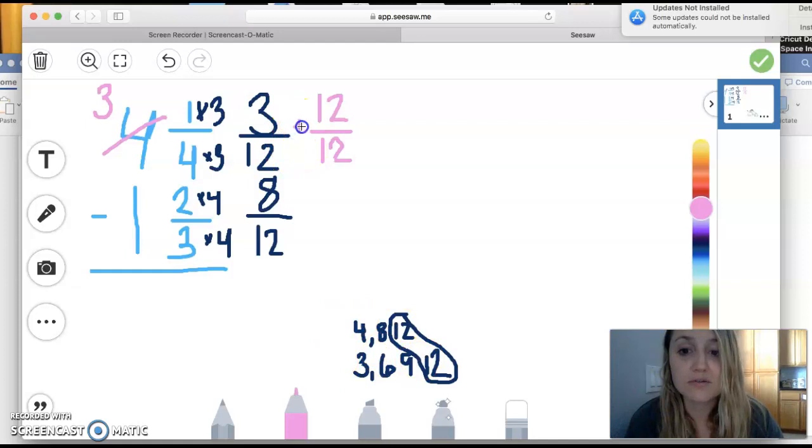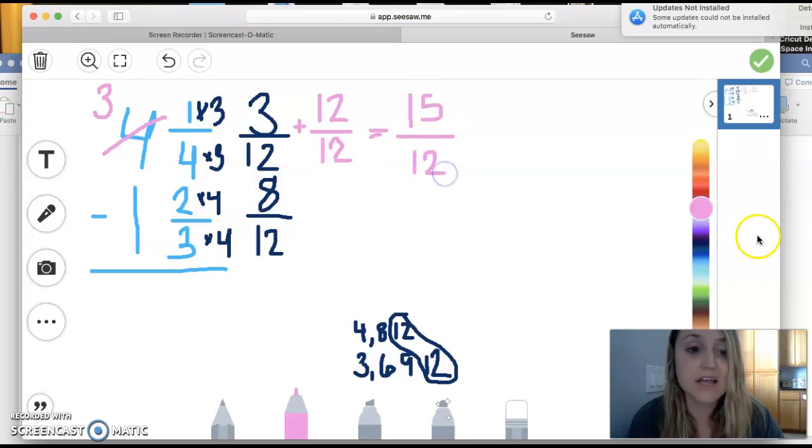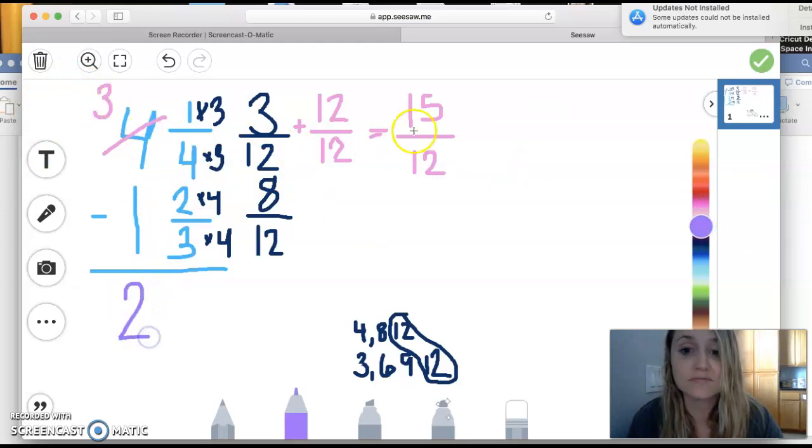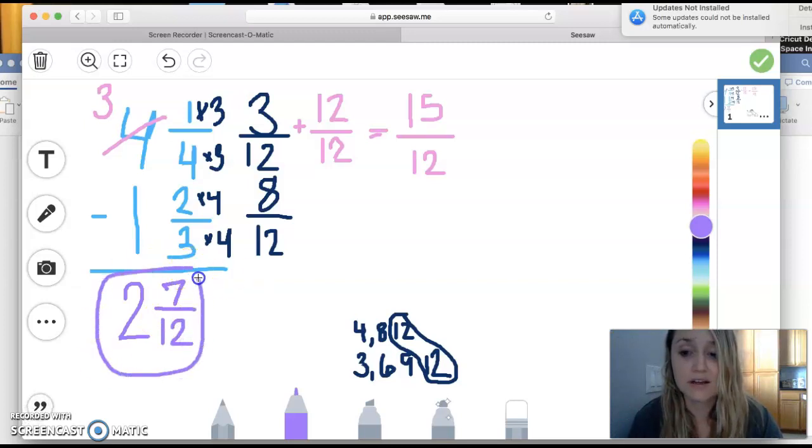So what we're going to do is we've borrowed from our whole number, and we're going to add it to this number so that this number is larger than this number, and we're able to subtract it. Okay, so 3 plus 12 is 15, and the denominator stays the same. All right, now we can actually solve this problem. So we have 3 minus 1 is 2, and then 15 minus 8 is 7. And the denominator stays the same. Okay, so this would be our answer.